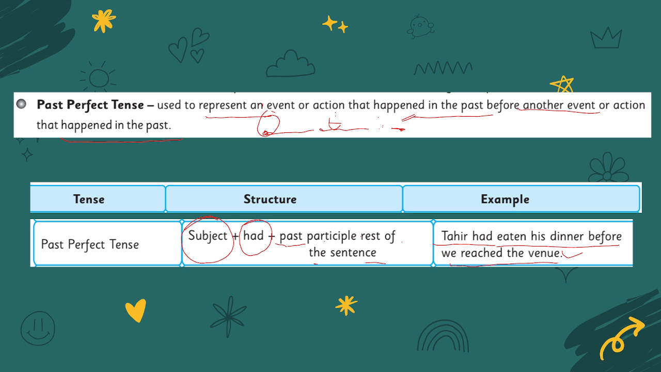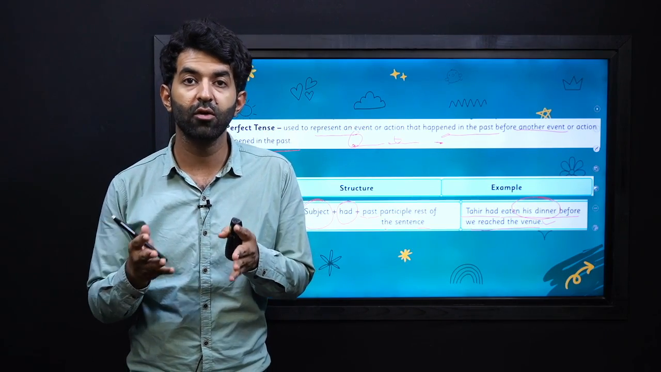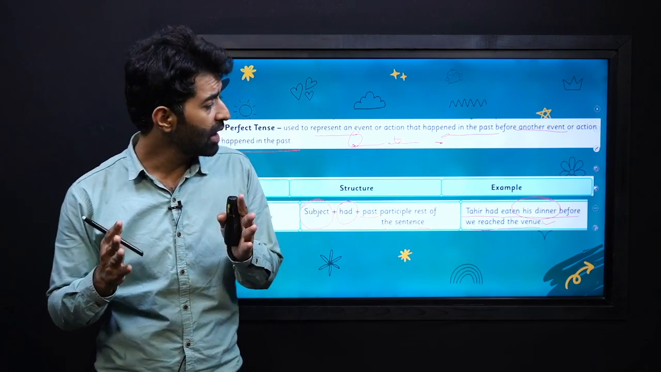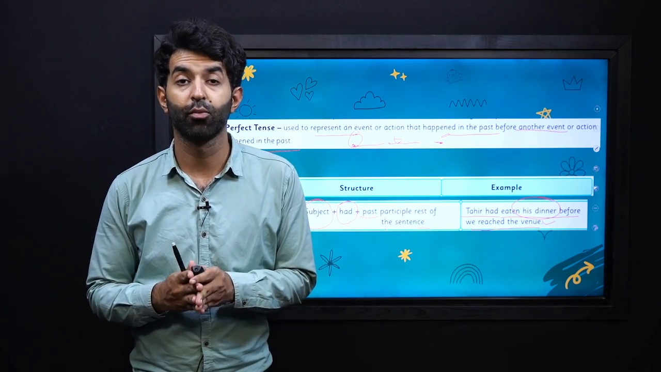So there are two events, reaching the venue in the past and eating dinner in the past as well. Which action happened first? Eating dinner. Tahir had eaten his dinner before we reached the venue. It means that the dinner was done first and then they reached the venue. So we have successfully told two past events, and we have told which one happened when, before or after. And this is how you use your past participle in the structure of the past perfect tense.